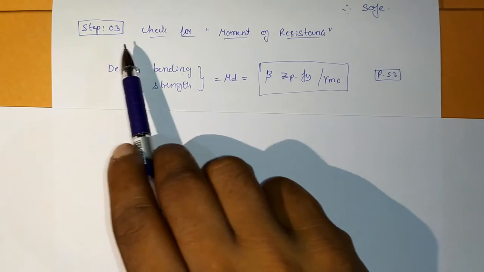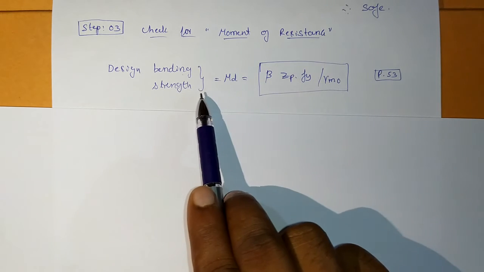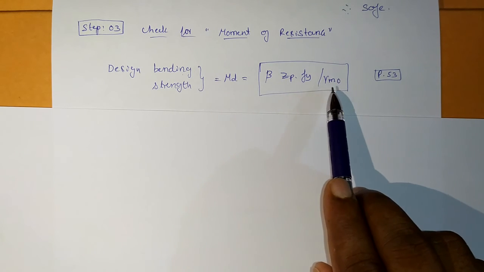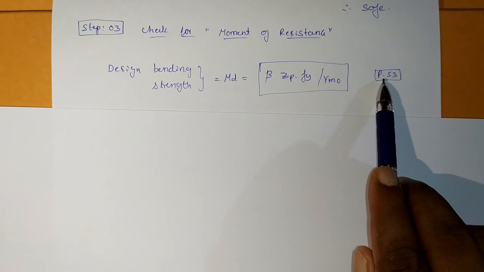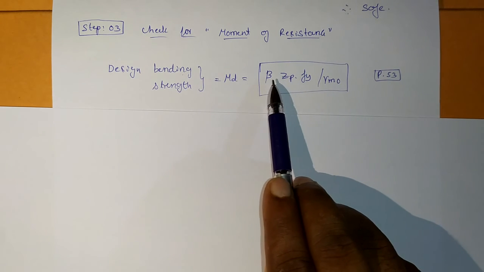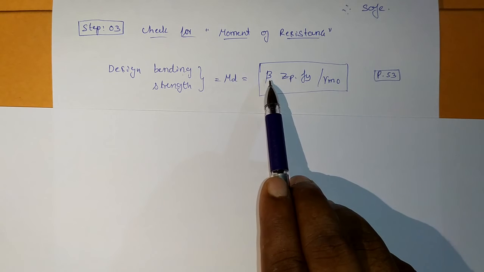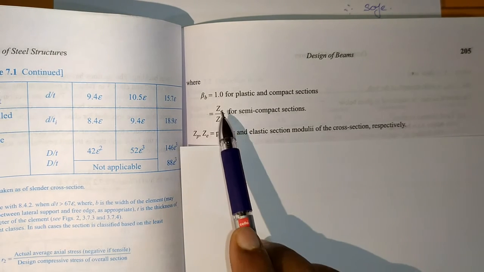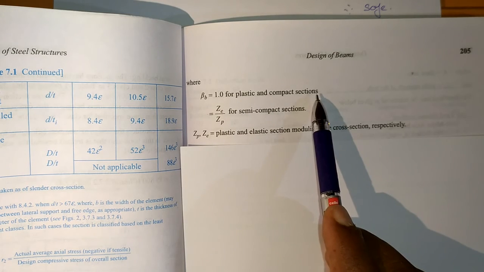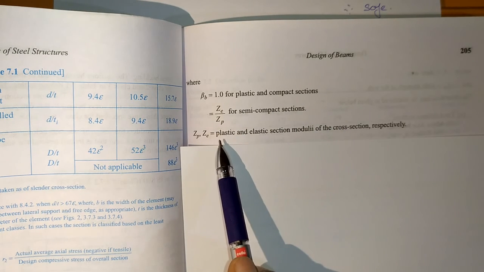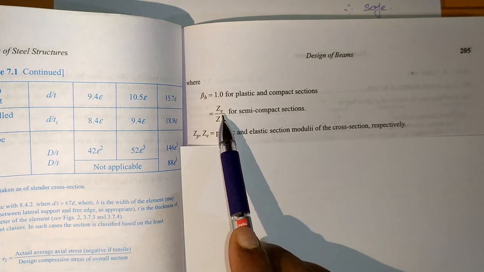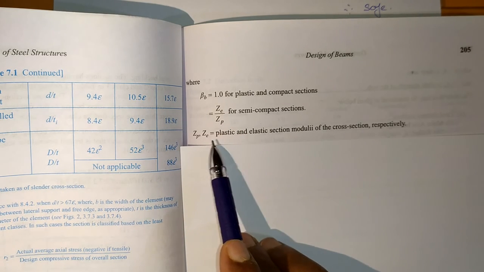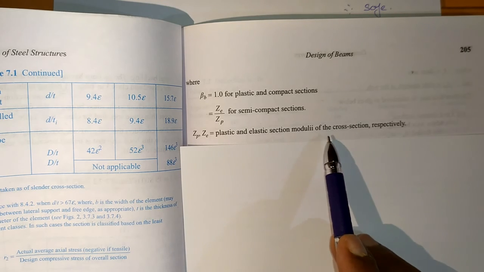In step number 3, we are going to check for moment of resistance. This is the formula: design bending strength MD equal to beta into ZP Fy divided by gamma M0. This formula is available on page number 53. For compact and plastic sections, the value of beta is 1, and for semi-compact sections we have to use ZE by ZP, where ZP and ZE are the plastic and elastic section moduli of the cross section respectively.